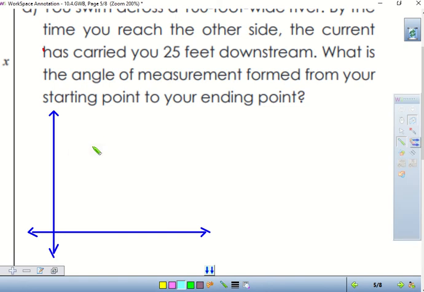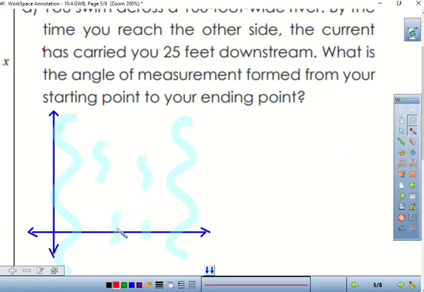Now here is my axes, and let's pretend this is my river, just to give you an idea of what this looks like. Okay. So here's my river. And this is the width of the river, and the width of the river is how much? Good, 100 feet. The width of the river is 100 feet. And how far along the river did I go? I went 25 feet downstream. So here's me.